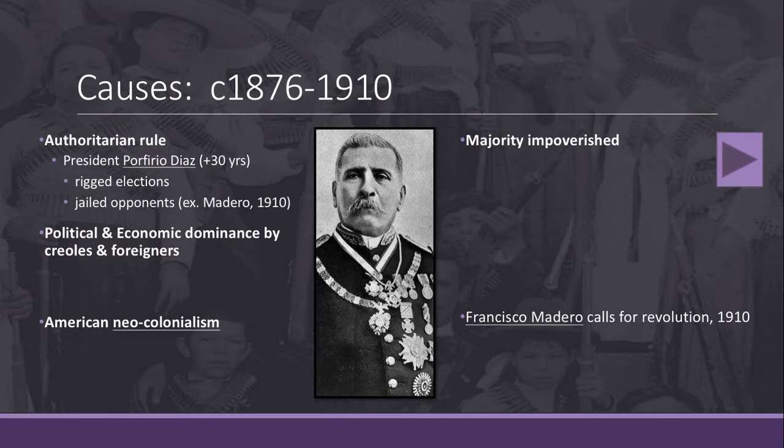In Mexico, a small minority of the population dominated the economic resources and the political structure of Mexico, in addition to foreigners, especially U.S. business interests there. Though Mexico is really rich in terms of agricultural land and mining resources, very few people in Mexico actually own that land. And one way we see that is through the continuation of the hacienda system.